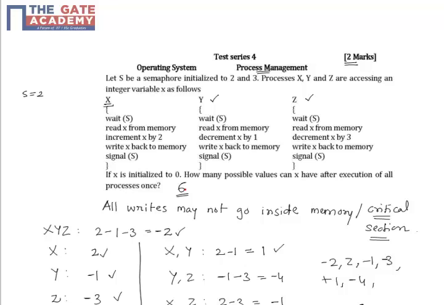So there can be 6 different values of X, because we are allowing more than one process to access the critical section. Depending on the sequence in which they are accessing the critical section, as well as whether their writes are read by the other processes or not, there might be one of these 6 values which will go into the memory.